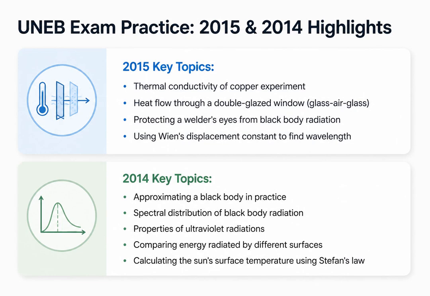Moving back to 2015 and 2014, we see a strong emphasis on experimental setups and practical applications. The 2015 exam required describing an experiment to determine the thermal conductivity of copper and calculating heat flow through a double-glazed window. It also asked how a welder protects their eyes from intense black body radiation. The 2014 paper asked students to explain how a black body can be approximated in reality, to list the properties of ultraviolet radiation, and to calculate the sun's surface temperature using Stefan's law and the solar constant.